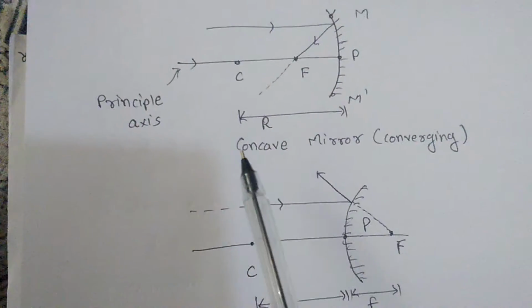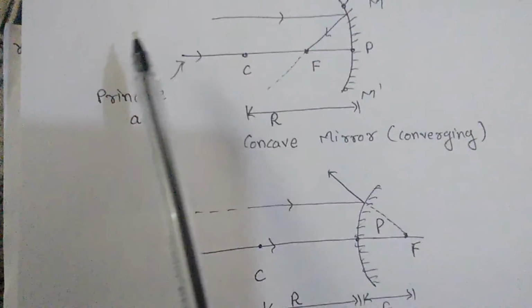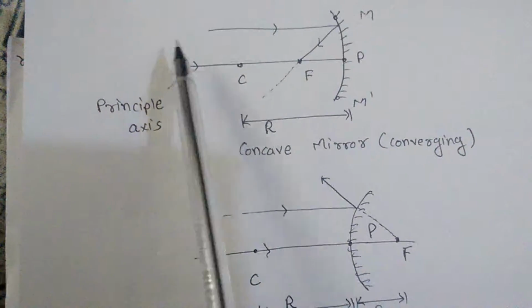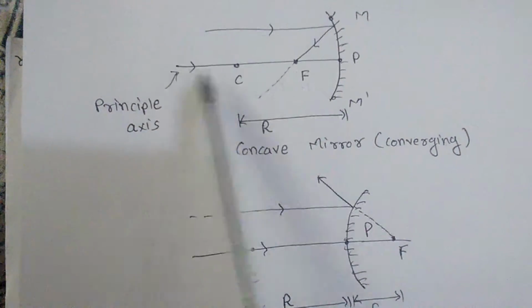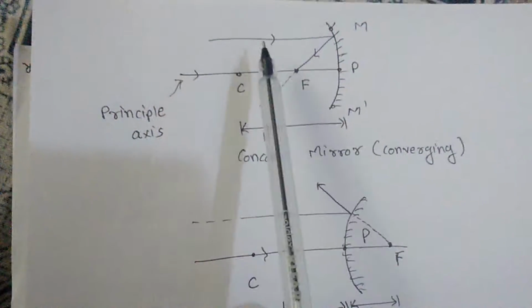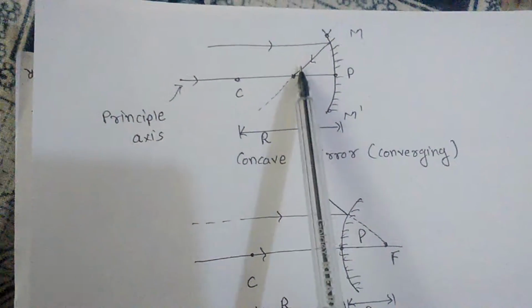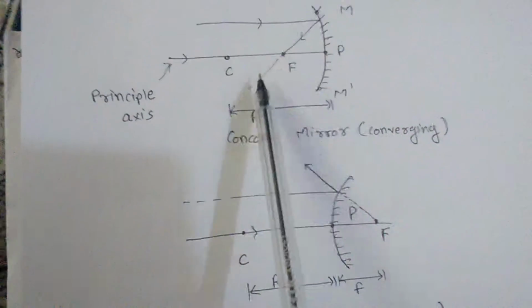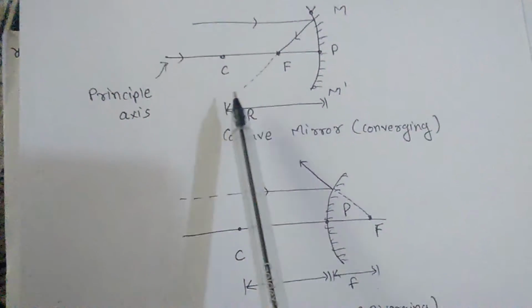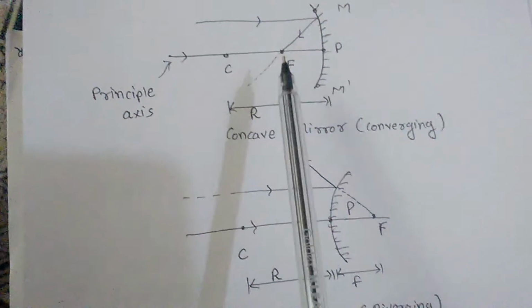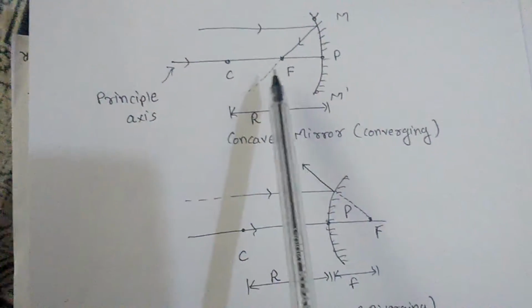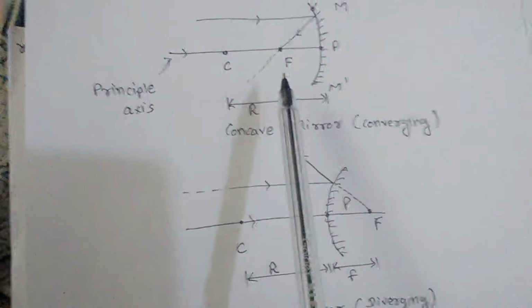Now, suppose we have a concave mirror and one ray is coming from a very long distance, that means it is parallel to the principal axis. It is going to be incident on the mirror and it is going to be reflected back in such a way that it will pass through the focus. That is the basic condition for the concave mirror.